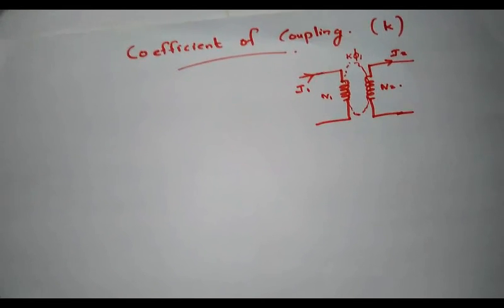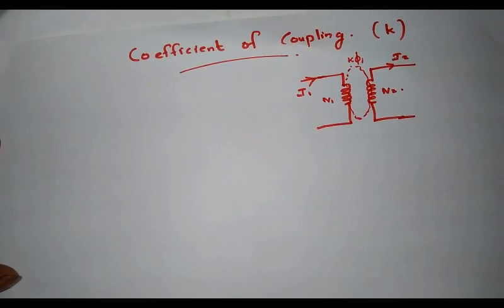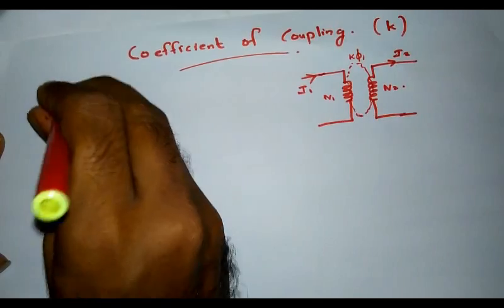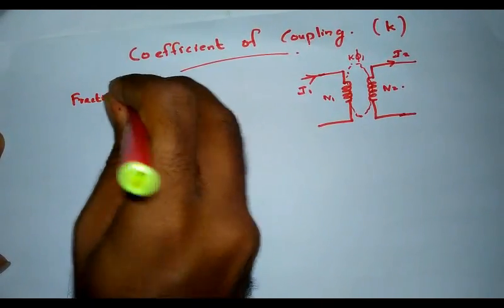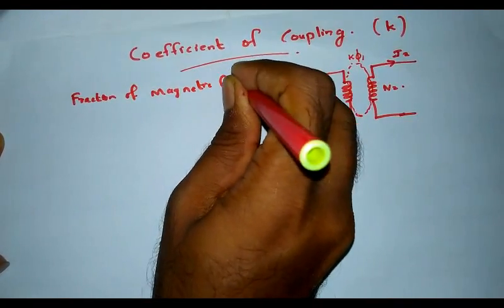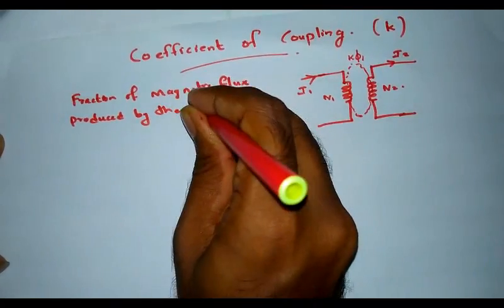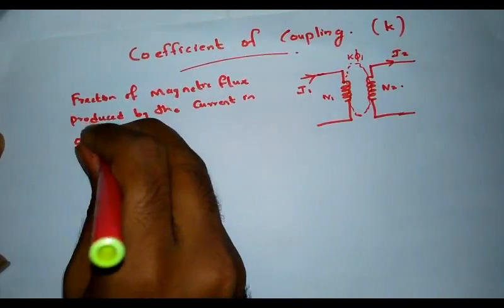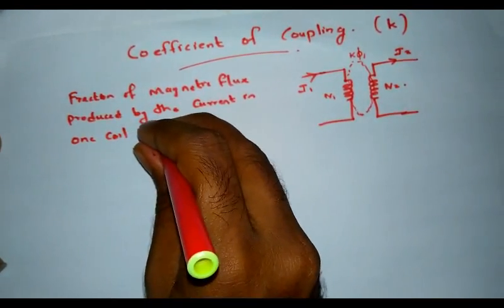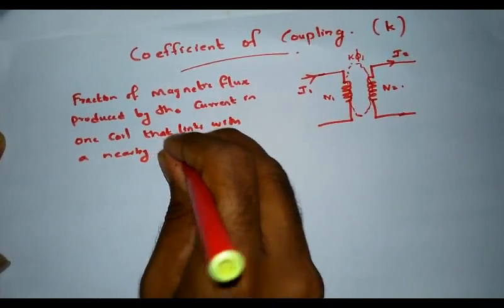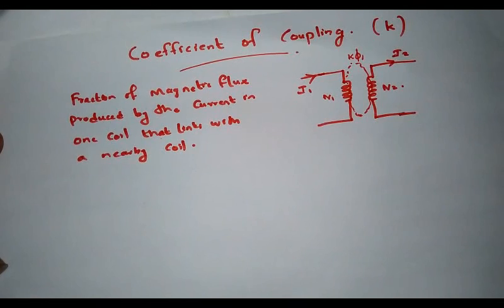Coefficient of coupling is represented by small letter K, and it is defined as the fraction of magnetic flux produced by one coil that links with the other. That is, it is the fraction of magnetic flux produced by the current in one coil that links with a nearby coil. So it is actually a fraction, or a percentage, of the magnetic flux produced by the current in one coil that links with the nearby coil.